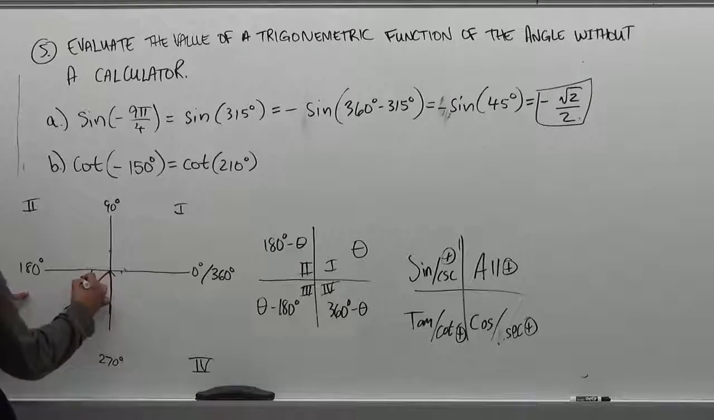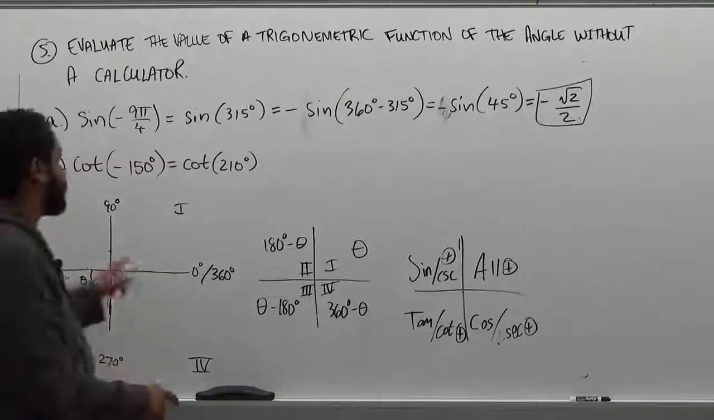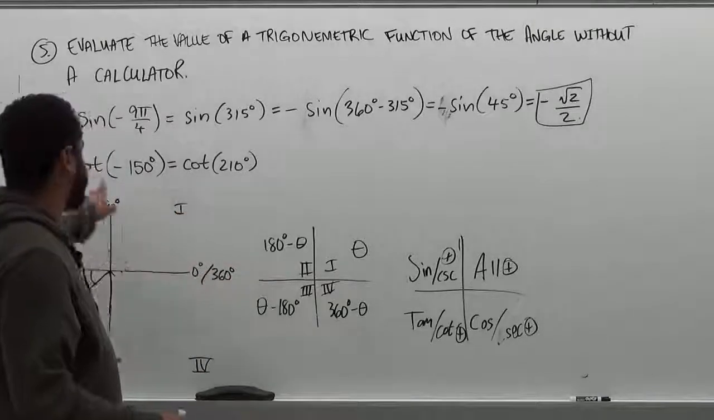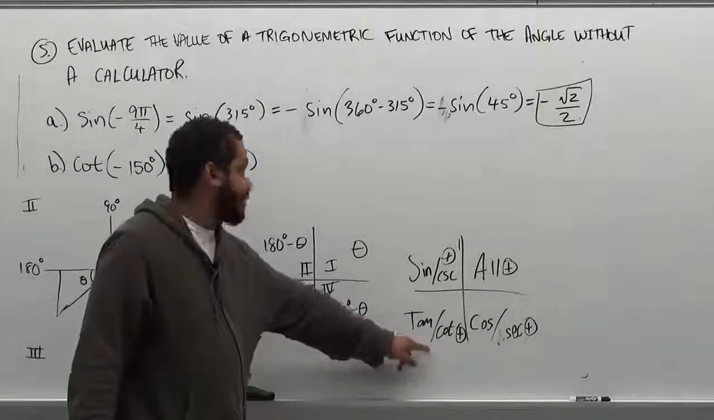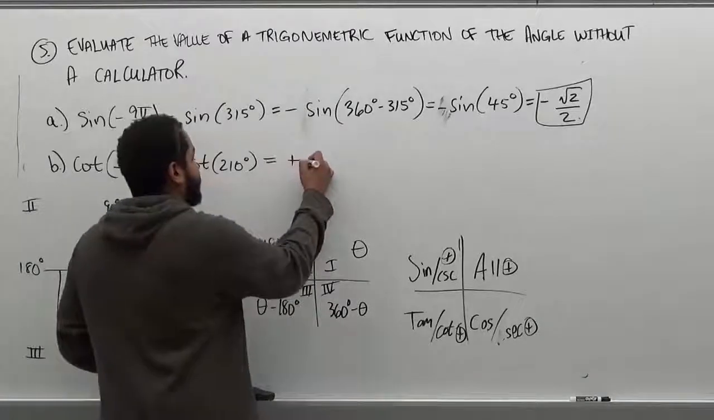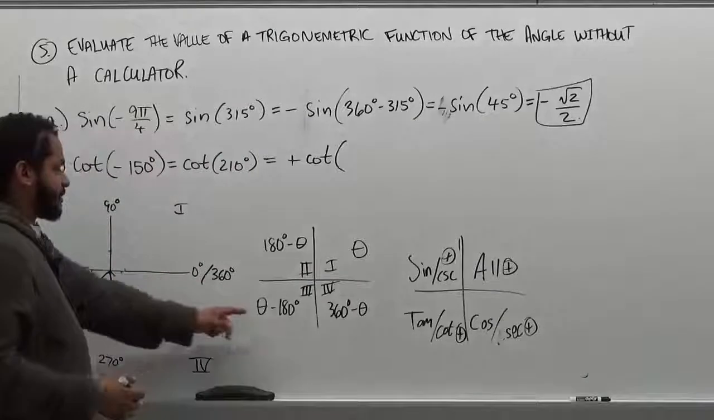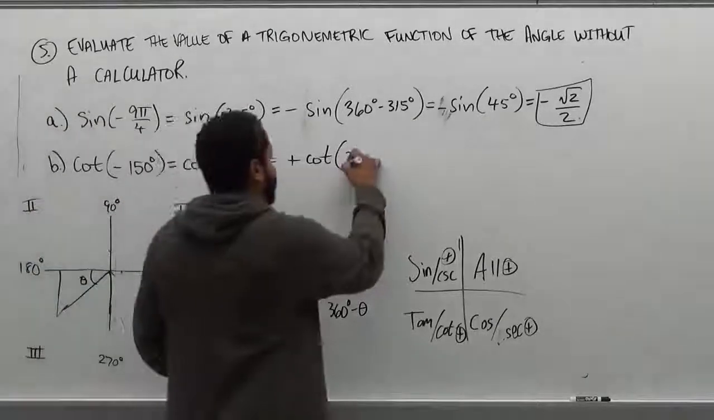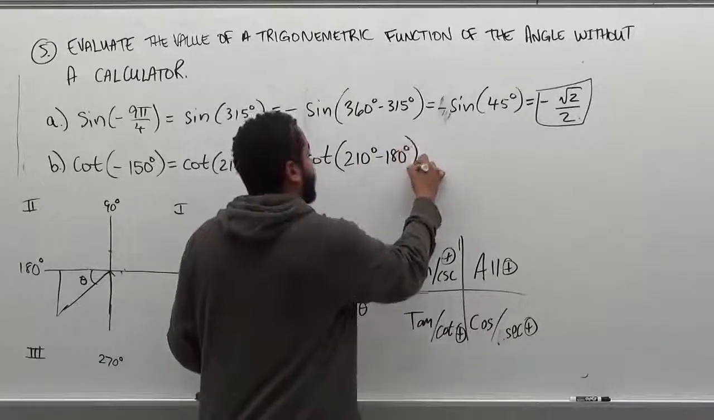Here's our reference angle. Again, the reference angle is always the angle between the line and the x-axis. And here we have this. And so we already know which quadrant we're in. We want to find our cotangent. In the third quadrant, cotangent is actually positive. So we could just say this is going to be positive. We take the cotangent. We solve the reference angle, which is going to be the angle minus 180 degrees, and that's 210 degrees minus 180 degrees.